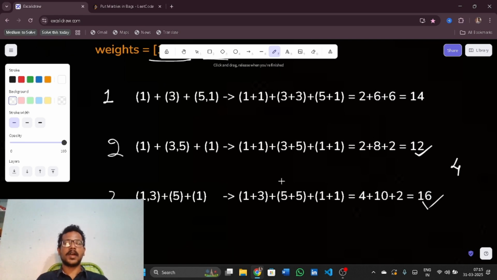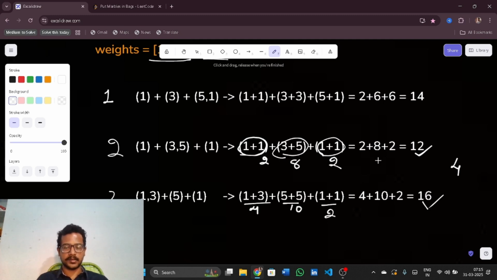But if I clearly observe, here the sum is 2, here the sum is 8, here the sum is 2 again. Now here the sum would be 4, here it would be 10 and here it would be 2. I have written this again. Now if you see, here I am taking 1 plus 1, here 1 plus 3, sorry, 3 plus 3, and then 5 plus 1.